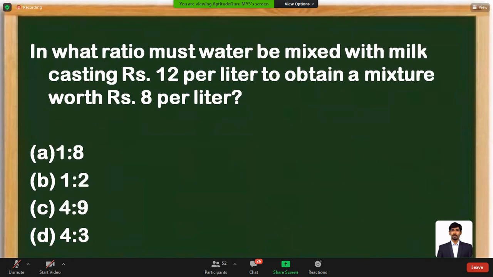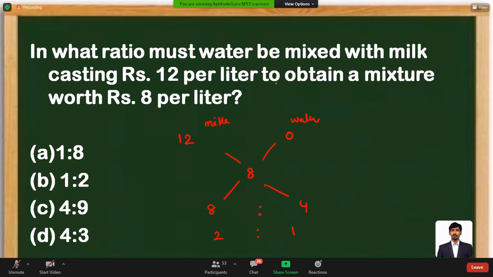In what ratio must water be mixed with milk, which is 12 rupees per liter, so that the mixture is worth 8 rupees per liter? So what is the cost of milk? 12. This is milk and water we are mixing with this. So what is the cost of water? Generally 0. So that a mixture which is formed is 8 rupees. So the difference of this is going to be 8, and the difference of this is going to be 4. It's giving a result of 2:1.